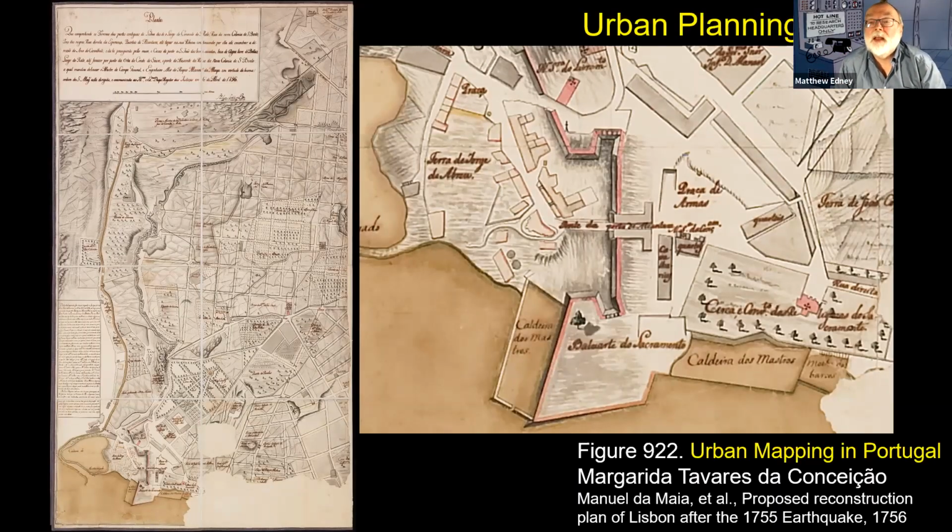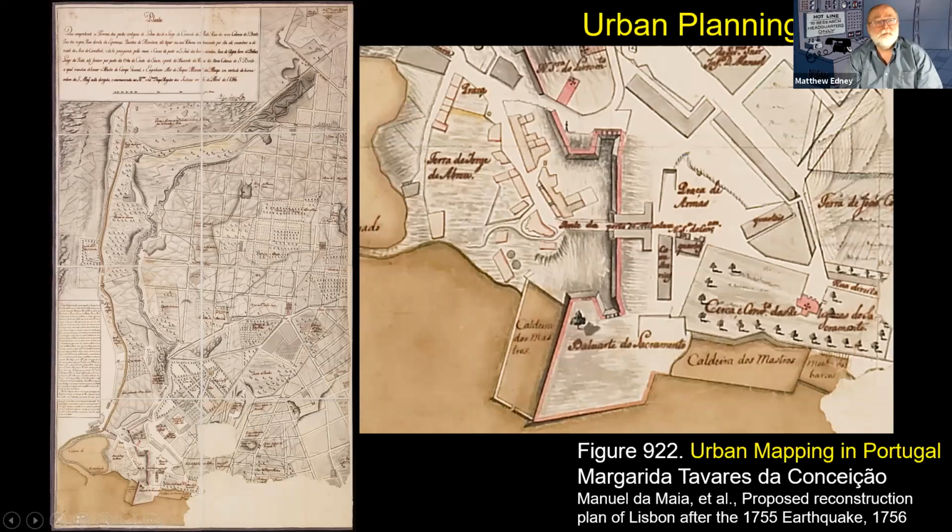And in coloring this, it's an interesting mix of colors for water, and they're also thinking about redoing the harbor, but they're also thinking about building a trace of one of these bastions going out into the harbor in red here. So a fundamental tool to try to figure out how are we going to redo Lisbon.